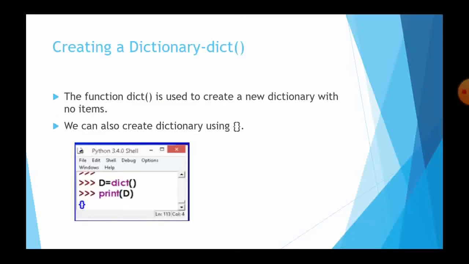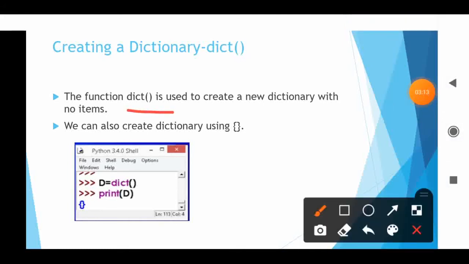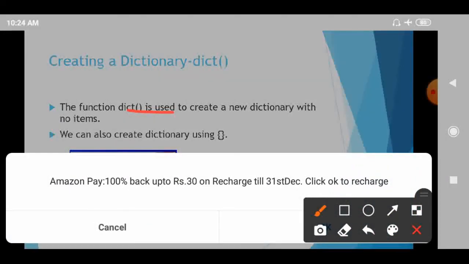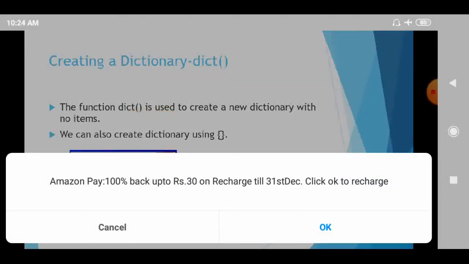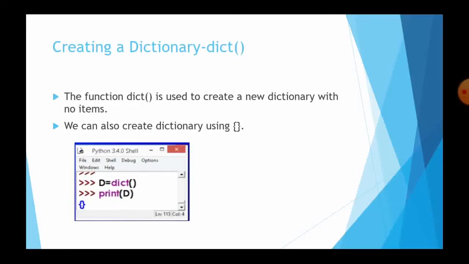How to create the dictionary? We can create the dictionary using the function dict. The function dict is used to create new dictionaries with no items. We can also create the dictionary using curly brackets. Let us see how we can create it using the function dict. D equal to dict, where D is a variable. A dictionary is created. It will display an empty dictionary. After that you can insert key value pairs in the dictionary.